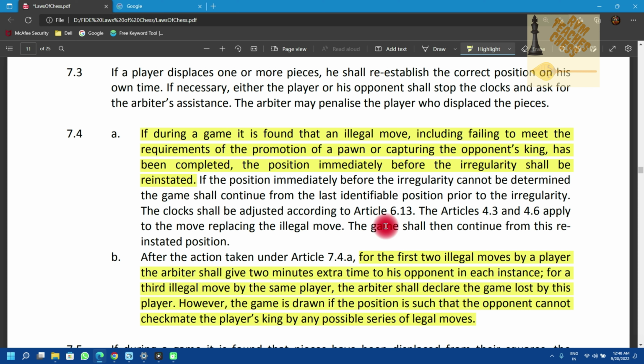And this applies to the second illegal move also. When you make a second illegal move, again 2 minutes will be provided to your opponent. But after you make the third illegal move, your game will be declared as lost, unless the opponent has no pieces to checkmate you in any manner whatsoever.